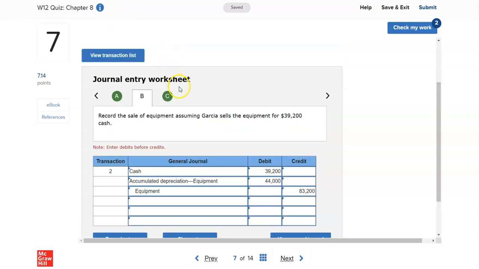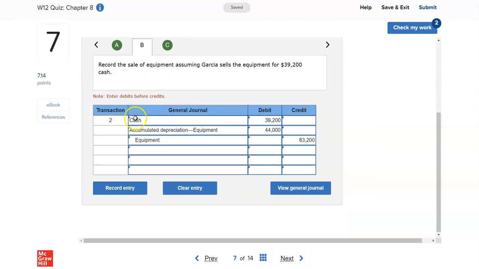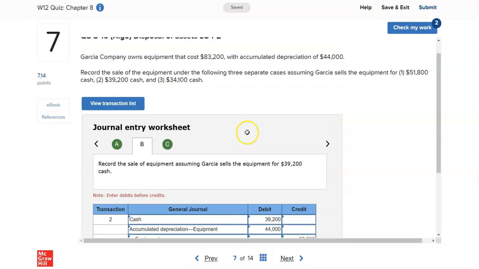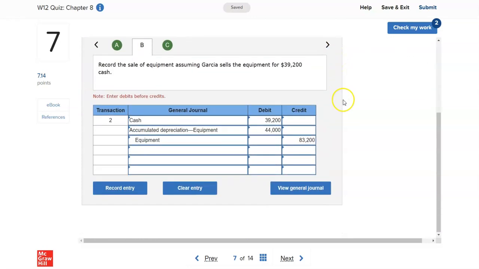$12,600. The next one, letter B, states record the sale of equipment, assuming Garcia sells the equipment for $39,200 cash. So once again, the first one will be cash for this amount, $39,200. Once again, it is a debit because cash is increased. Then accumulated depreciation of equipment will be the same amount, $44,000. And the grand total of this equipment is again $83,200.